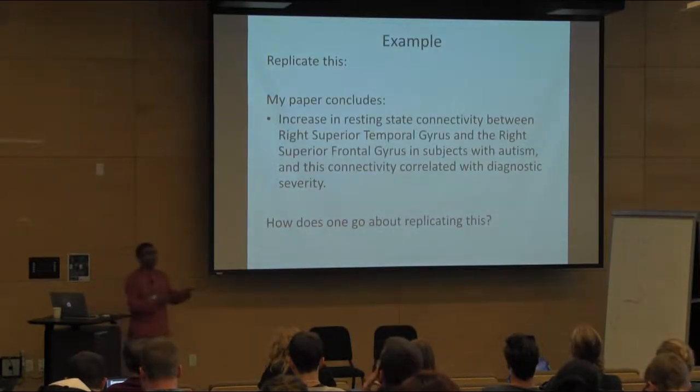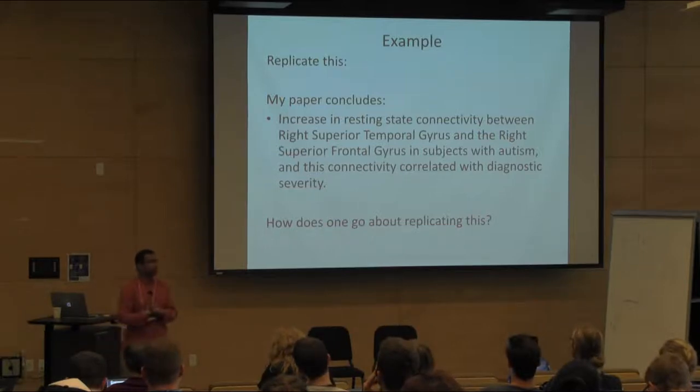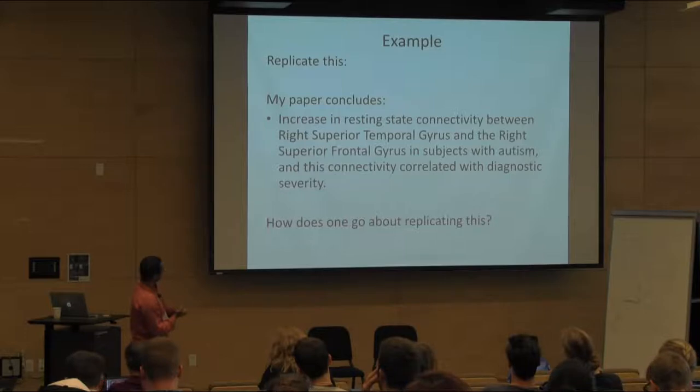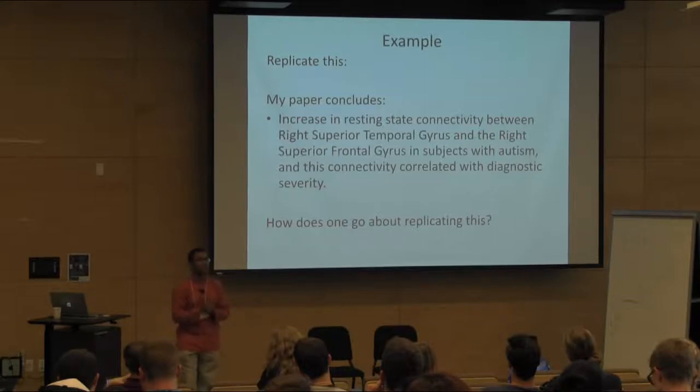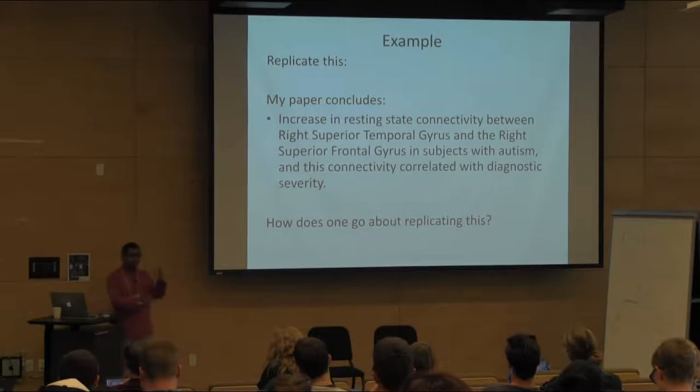So we will take this as an exercise. Replicate this. My paper concludes an increase in resting state connectivity between right superior temporal gyrus and the right superior frontal gyrus in subjects with autism, and this connectivity correlated with diagnostic severity. How does one go about replicating this? So, ideas, tosses. What do you need? The data. Okay, that's one. What else?